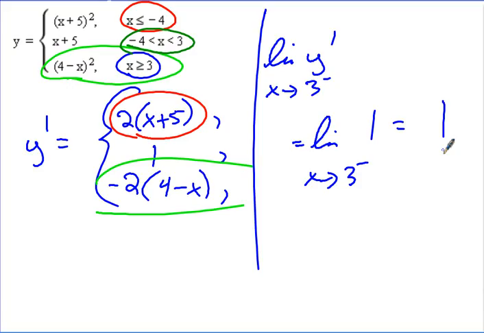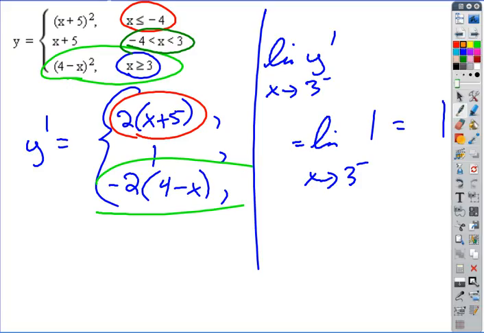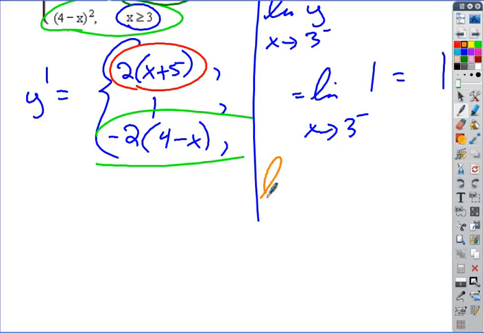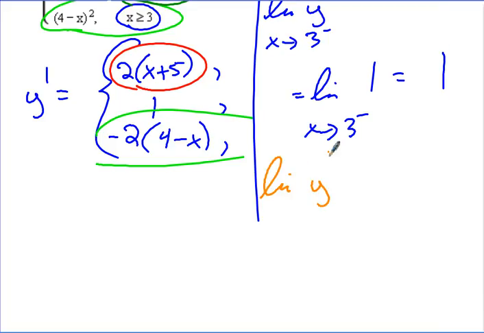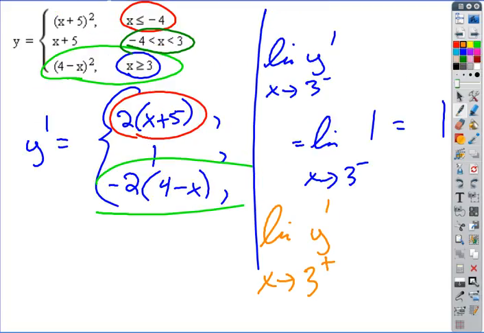Now I get to take it from the other side. The limit of y prime as x approaches positive 3 from the right. If I'm approaching 3 from values bigger than 3, I'm walking on the bottom piece. So that's going to give me the limit of -2 times the quantity 4 minus x.